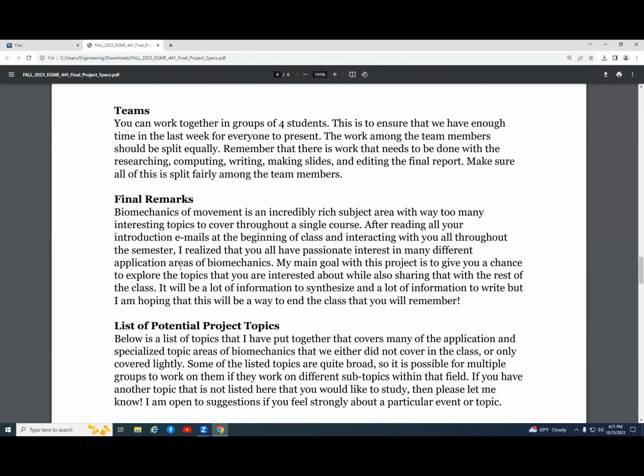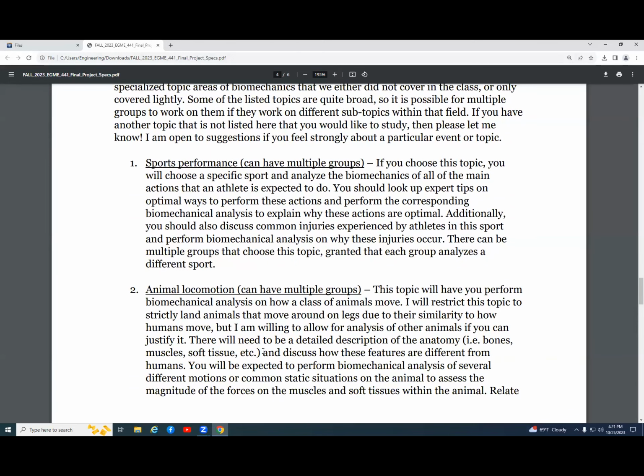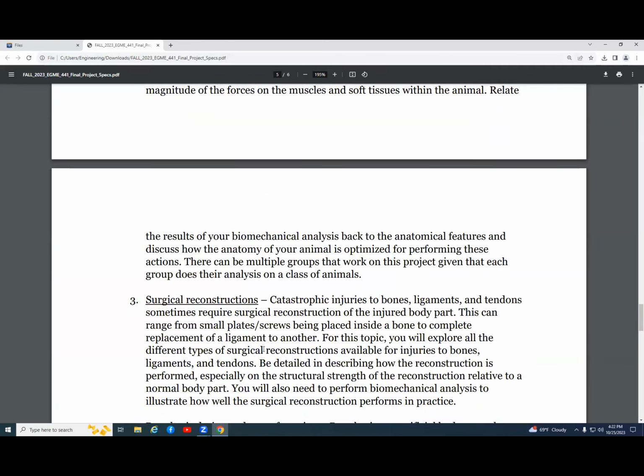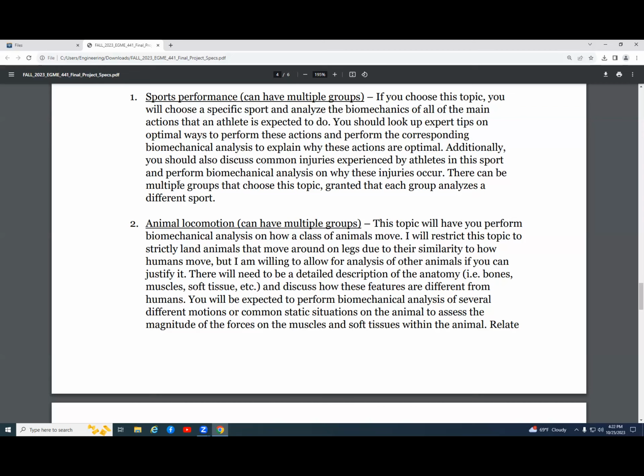Okay, so let's talk about some potential topics. These are just some suggestions, and you don't have to choose one of these categories. In fact, I have an 8th category here where you can run a topic by me. I know some of the grad students are already thinking about their topics just because they've already sent me their graduate extra assignment. So feel free to not stick to these. But I think it's helpful to get a sense of what other people have done and what I'm expecting for this project.